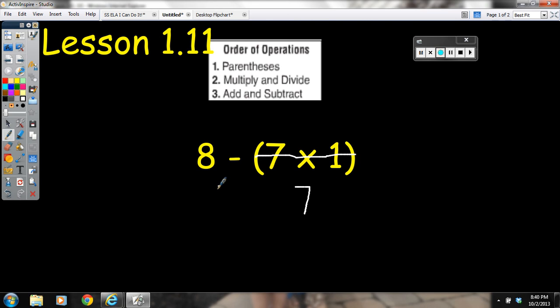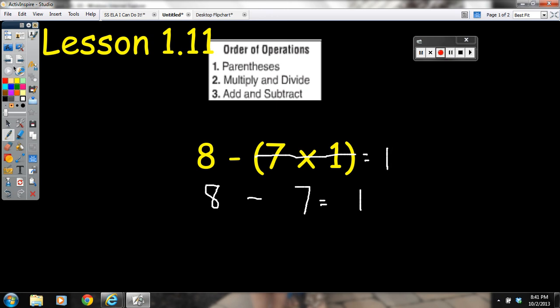And what I want you to do is bring down whatever has not been used in the other part of the expression. We didn't use the 8, and we didn't use this minus sign, so we're just going to bring this down right here. And now we have a new expression. Our expression now is 8 minus 7, which is fairly simple to solve. 8 minus 7 is going to give us 1. That means the value of this numerical expression, 8 minus, and then the 7 times 1 in parentheses, the answer to that question, the value is 1.